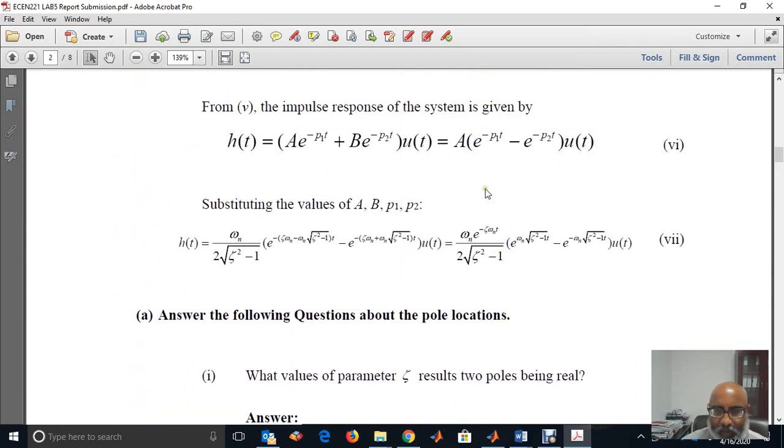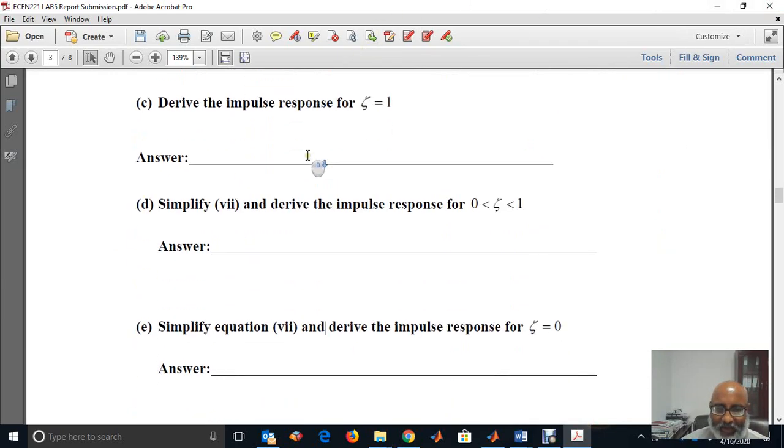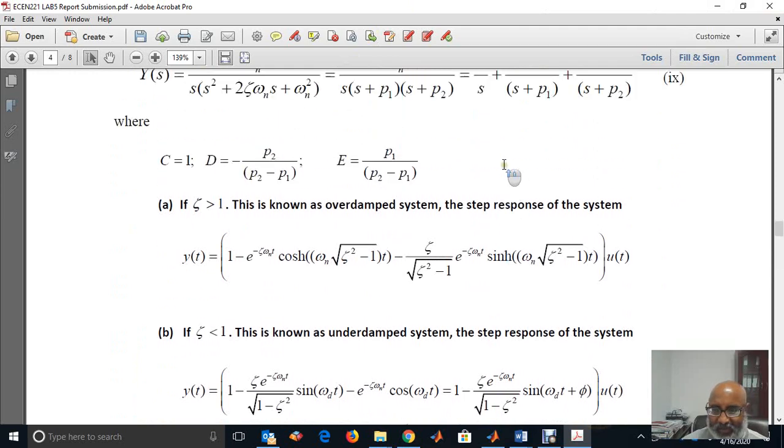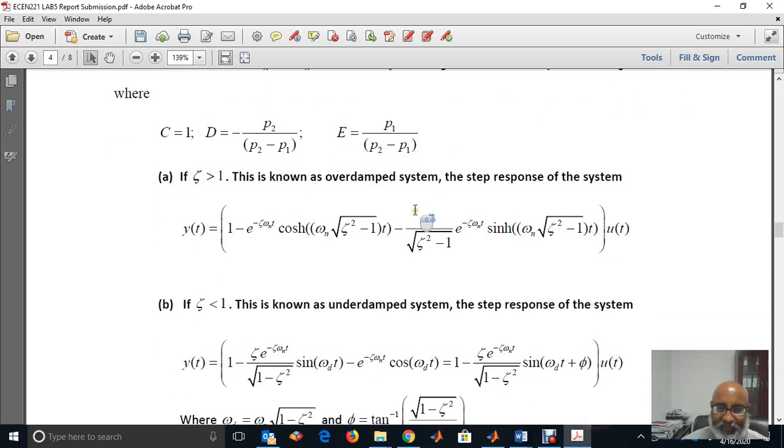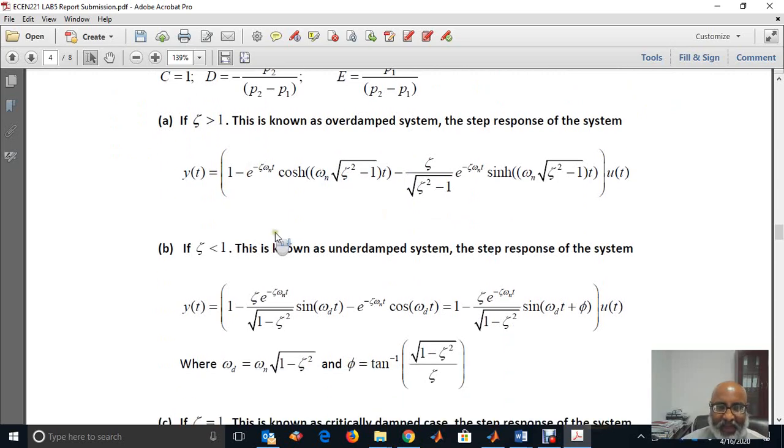From the Laplace transform theory, 1 over s plus a becomes e to the power of minus a t times u of t. Like that, this will be C times u of t. This will be D times e raised to minus p1 t times u of t. This will be E times e raised to minus p2 t times u of t. Then after that I simplify, and after I simplify I get this.